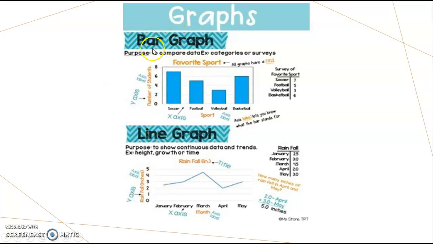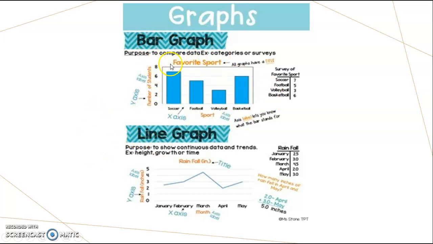So we know that the purpose of bar graphs is to compare data, for example categories or surveys. We are always comparing in bar graphs. And line graphs show continuous data or trends. So in one they're comparing things, and in the other they're showing us trends. So always remember that.